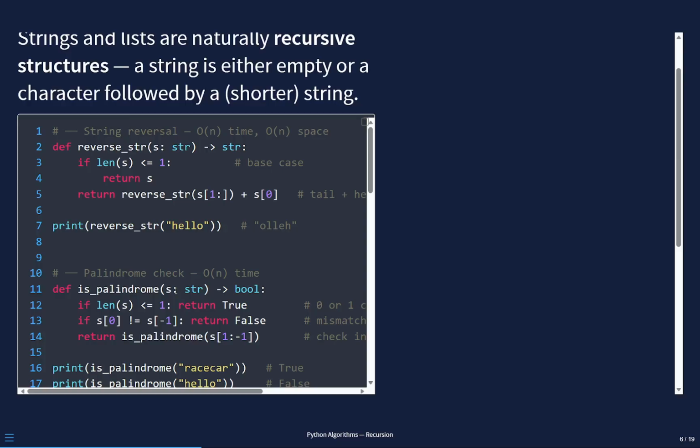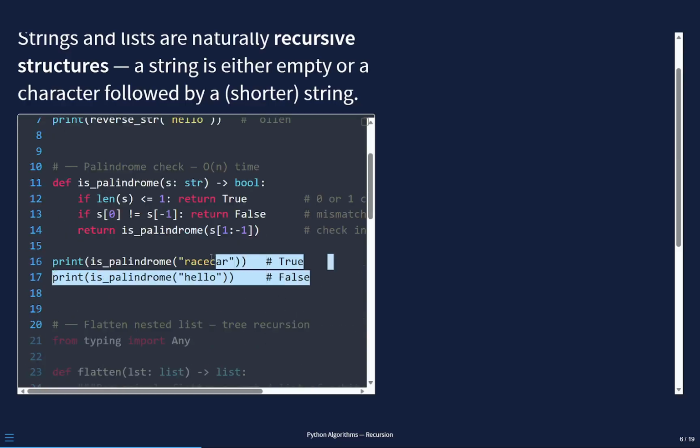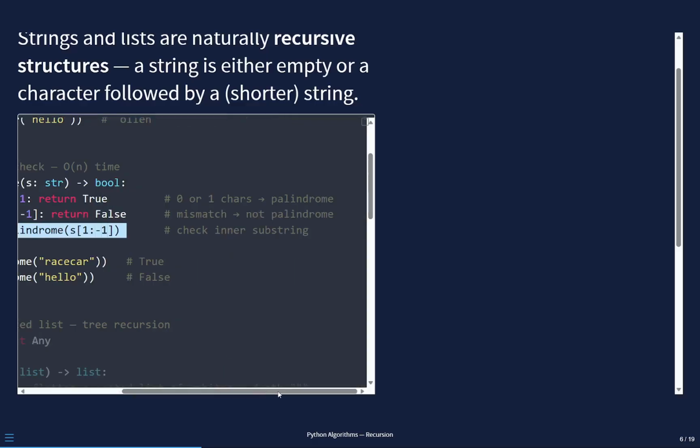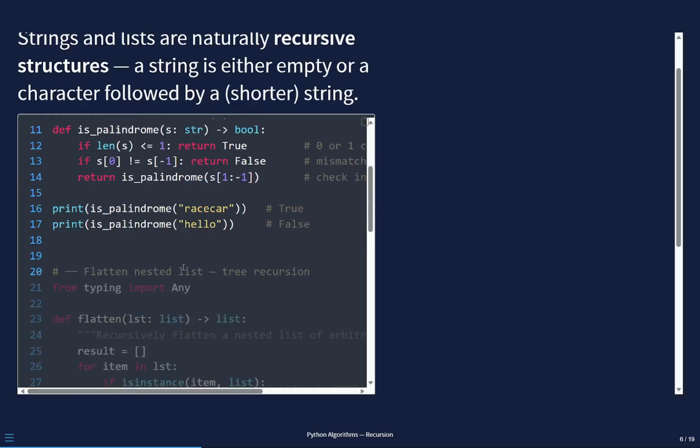Click. Palindrome checking is even more elegant. If the string has 0 or 1 characters, it's trivially a palindrome. If the first and last characters don't match, it's not. Otherwise, check whether the inner substring, stripping both ends, is a palindrome. O(n) time, O(n) stack depth.